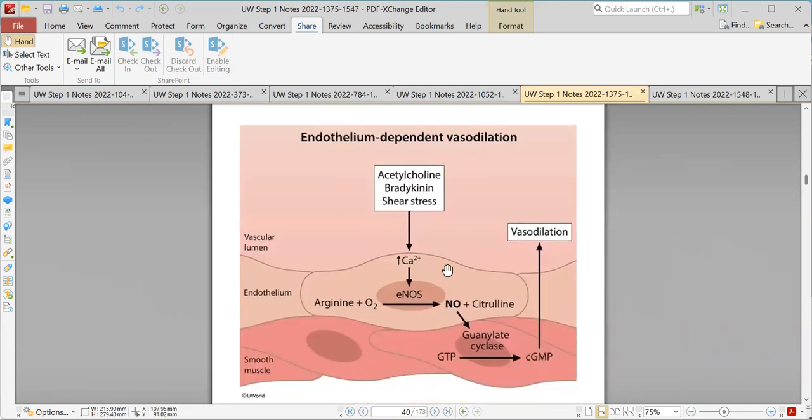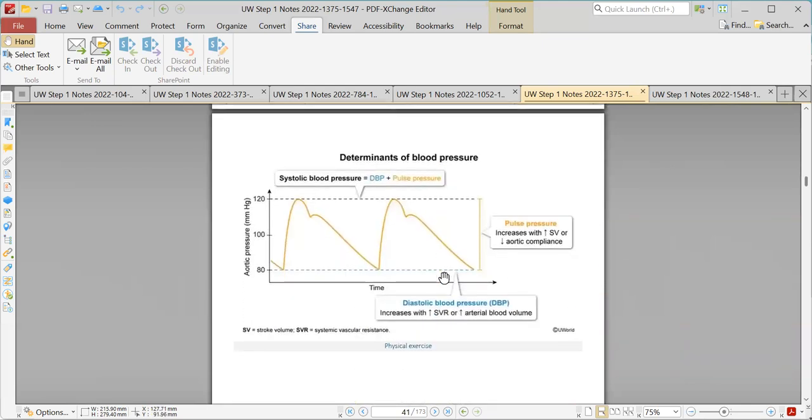Endothelium independent vasodilation. What happens is that the endothelium independent vasodilators, like nitrates, release nitric oxide, and nitric oxide will convert GTP to cGMP, and cGMP accumulates within this vascular smooth muscle. Pressure plus pressure.